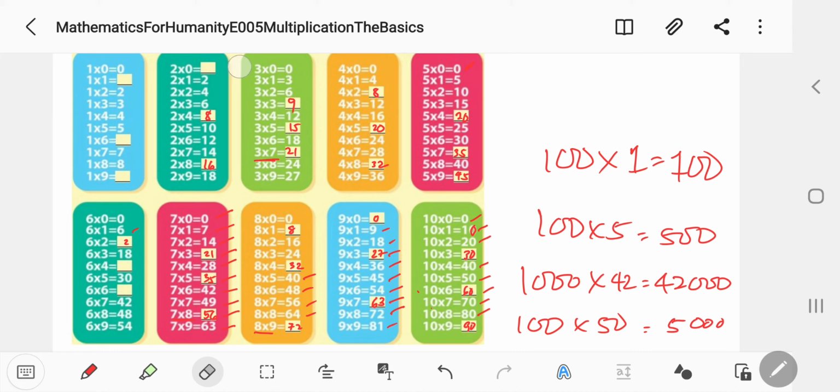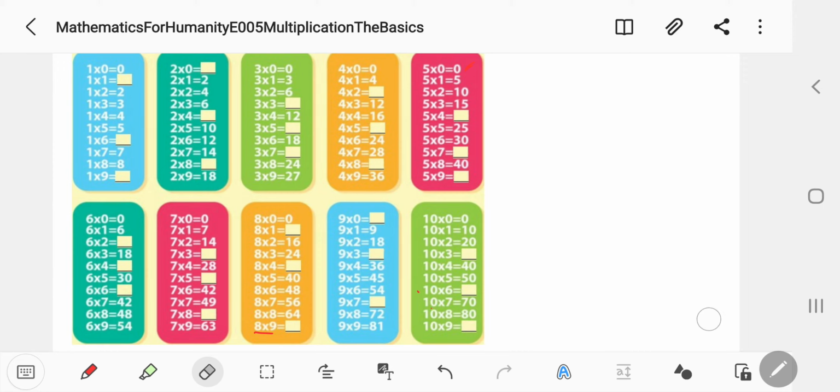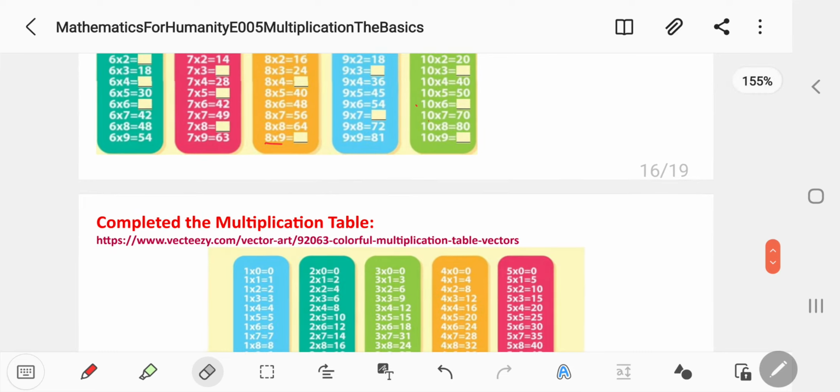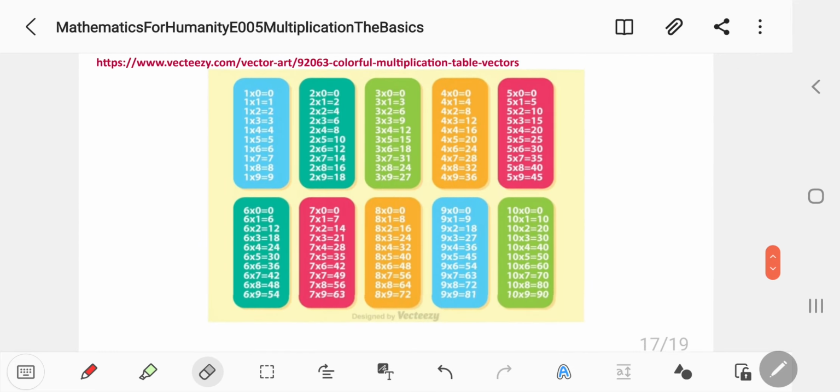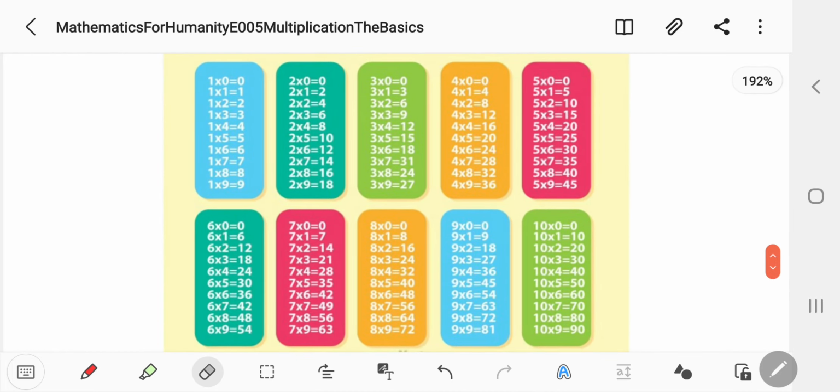So anyway, the completed multiplication table I will show you here. So this one is the completed multiplication table. The only thing to remember is actually 1 times 5. This you have to remember. 2 times 5, which is equal to 10. 3 times 5 equals 15. 4 times 5 equals 20. 5 times 5 equals 25.